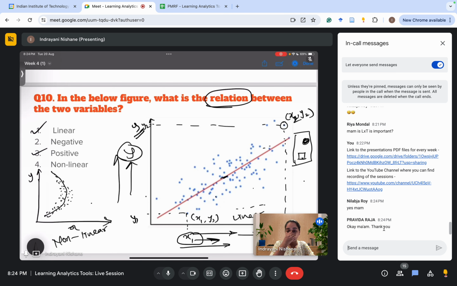Oh, thank you, Pravida ma'am, for correcting me when I was getting confused between mode and median. Thank you so much. It's okay, ma'am. It happens with me also when we teach. That's okay.